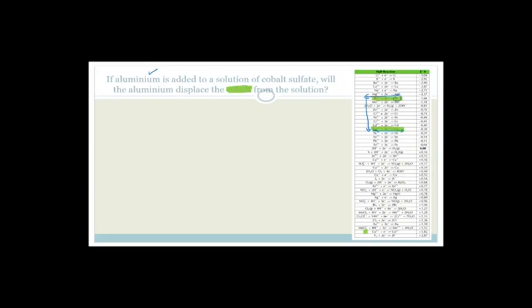You need to explain. So what you need to say is that the half reaction for the aluminium, Al3+ plus 3 electrons goes to aluminium, has an E theta of negative 1,66, and the Co2+ plus 2 electrons goes to Co has an E theta of minus 0,28. Therefore, we could say that this is slightly more positive, so it's more likely to be reduced.